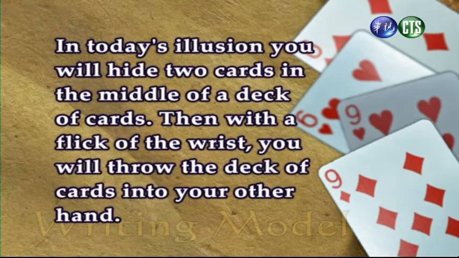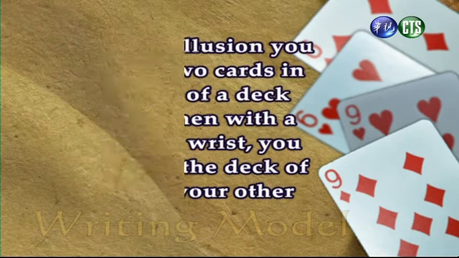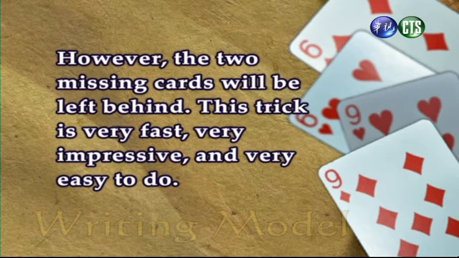Then, with a flick of the wrist, you will throw the deck of cards into your other hand. 今天所要教各位的魔术幻象是将2张牌藏在一副完整的牌之中，接着呢，将牌轻抛到另一只手中。However, the 2 missing cards will be left behind. This trick is very fast, very impressive, and very easy to do.